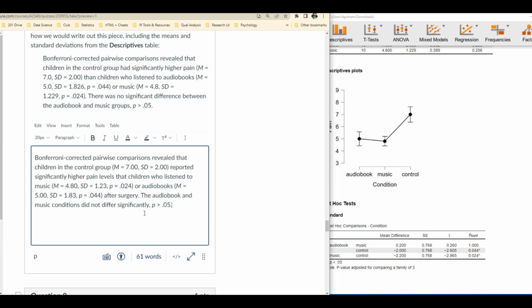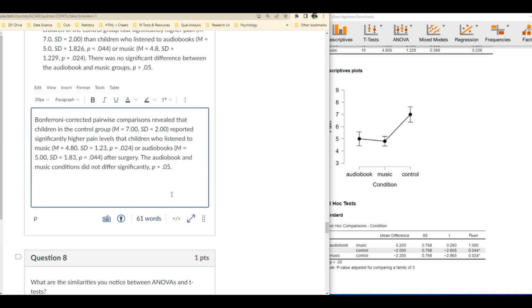So Bonferroni corrected pairwise comparisons revealed that children in the control group with a mean of 7 and standard deviation of 2 reported significantly higher pain levels than children. This is why it's always good to read your work. Make sure it makes sense. Than children who listen to music with a mean of 4.8 and standard deviation of 1.23, and that p-value is 0.024, or audiobooks, mean of 5, standard deviation of 1.83, and a p of 0.044 after surgery.